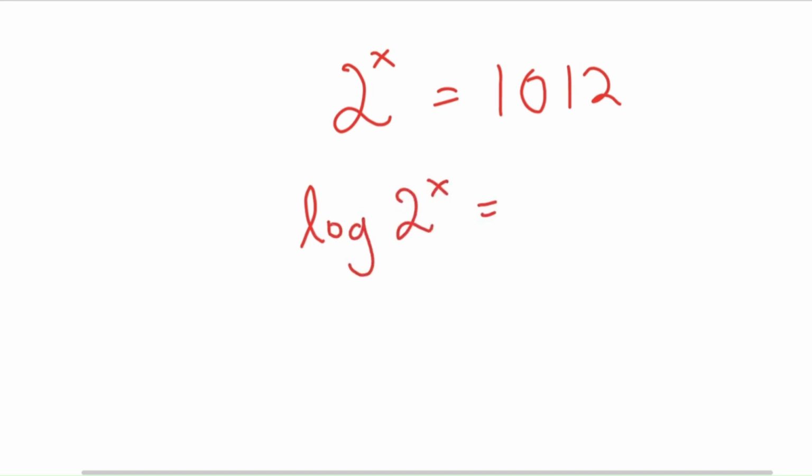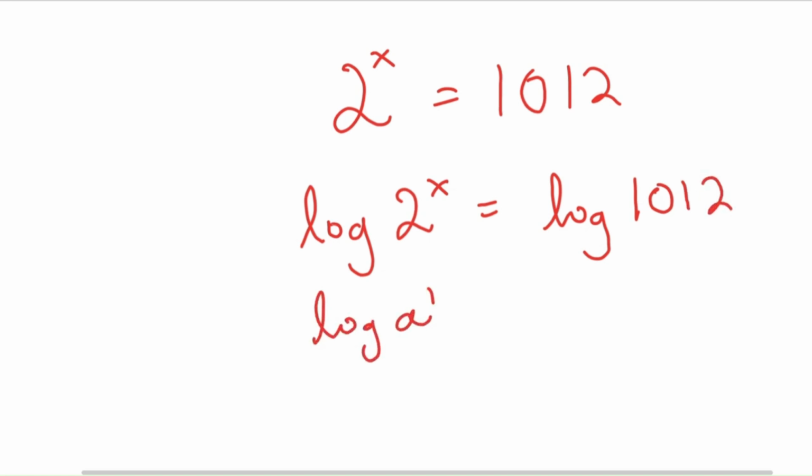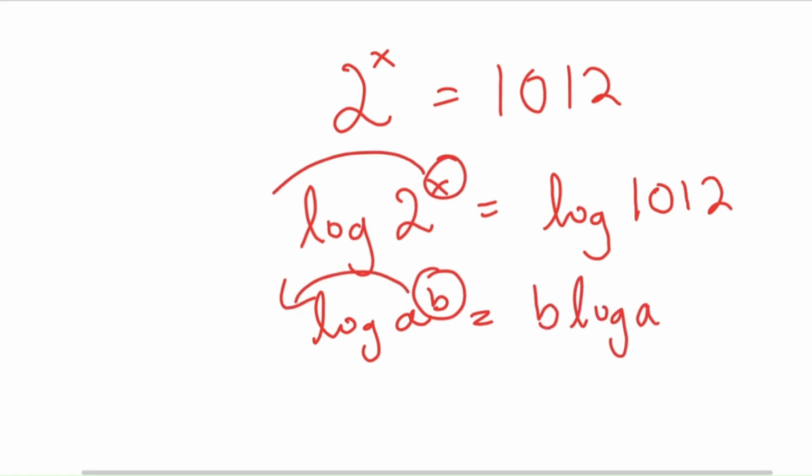Now, going back, we know that 2 to the power of x is equal to 1012. So to solve this, I'm going to take the log on both sides. So I get log 2 to the power of x is equal to log of 1012. And if I have something in the form log a to the power of b, I can move this exponent b to the front. So this turns into b times log a. So in this case, I can move x to the front, and I get x times log 2 is equal to log of 1012.